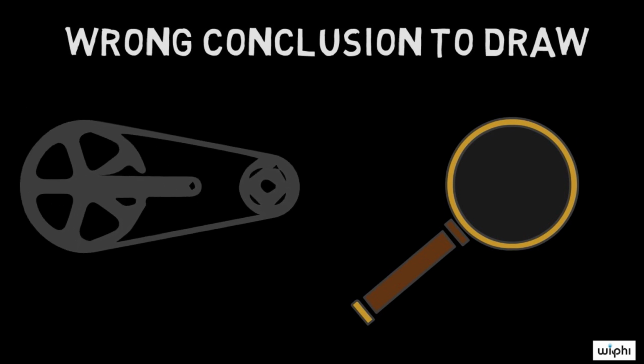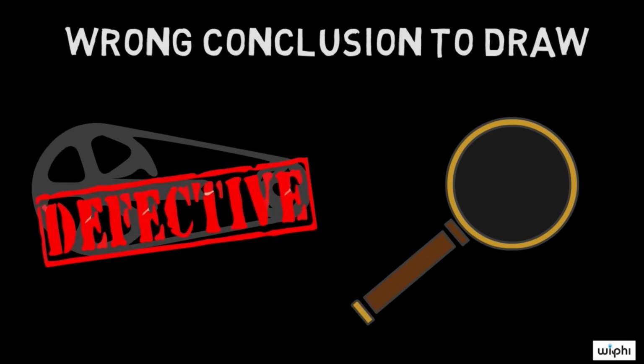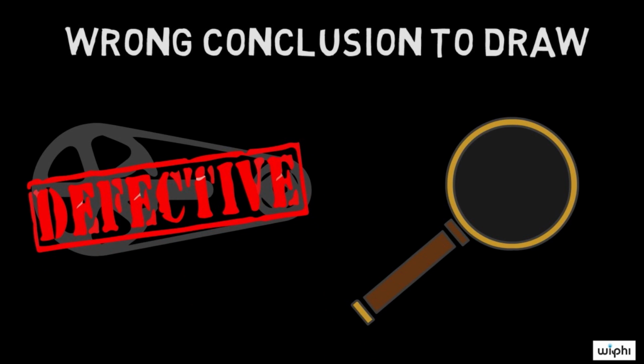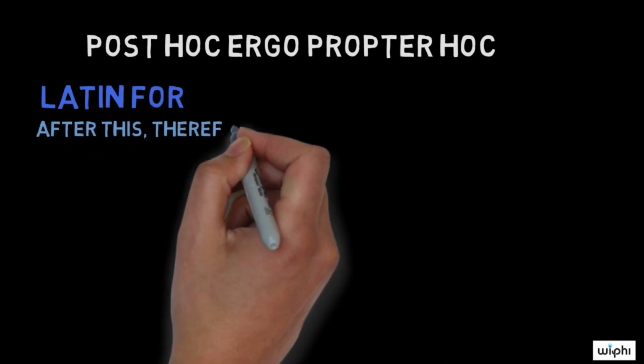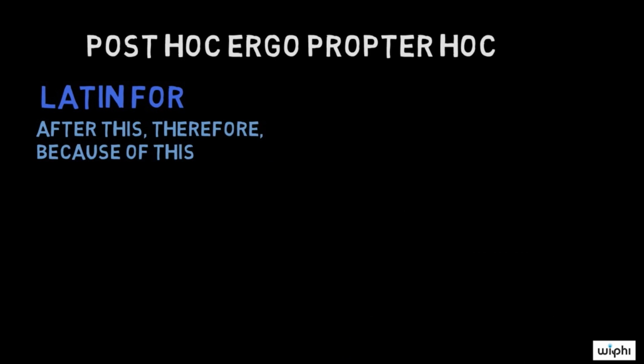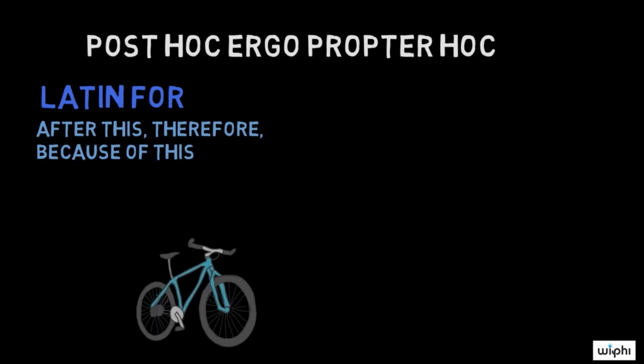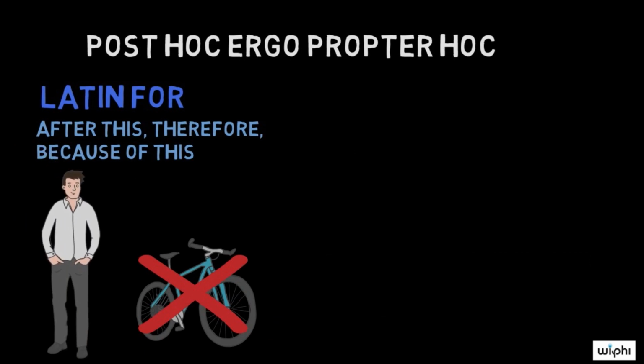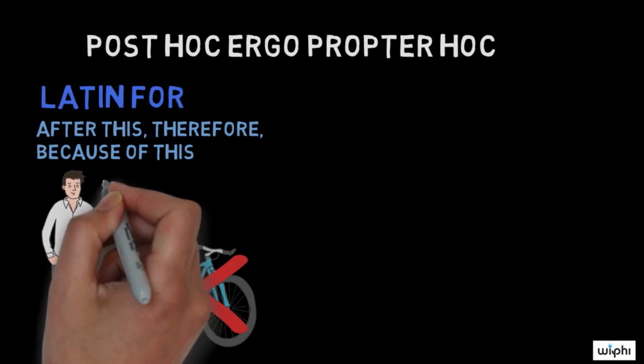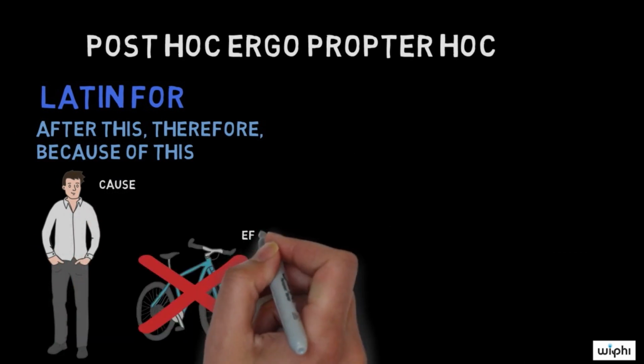Or it could be the case that the chain on my bike was defective in some way, and that whoever rode my bike that day, maybe me, would have returned home with a broken bike. In this scenario, I've committed the post hoc ergo propter hoc fallacy. Post hoc ergo propter hoc is a Latin phrase roughly meaning "after this, therefore, because of this." Here is the idea. It's a fallacy to argue that because one event, like my bike breaking, occurred after another event, like Alex riding it, the first event caused the second event.